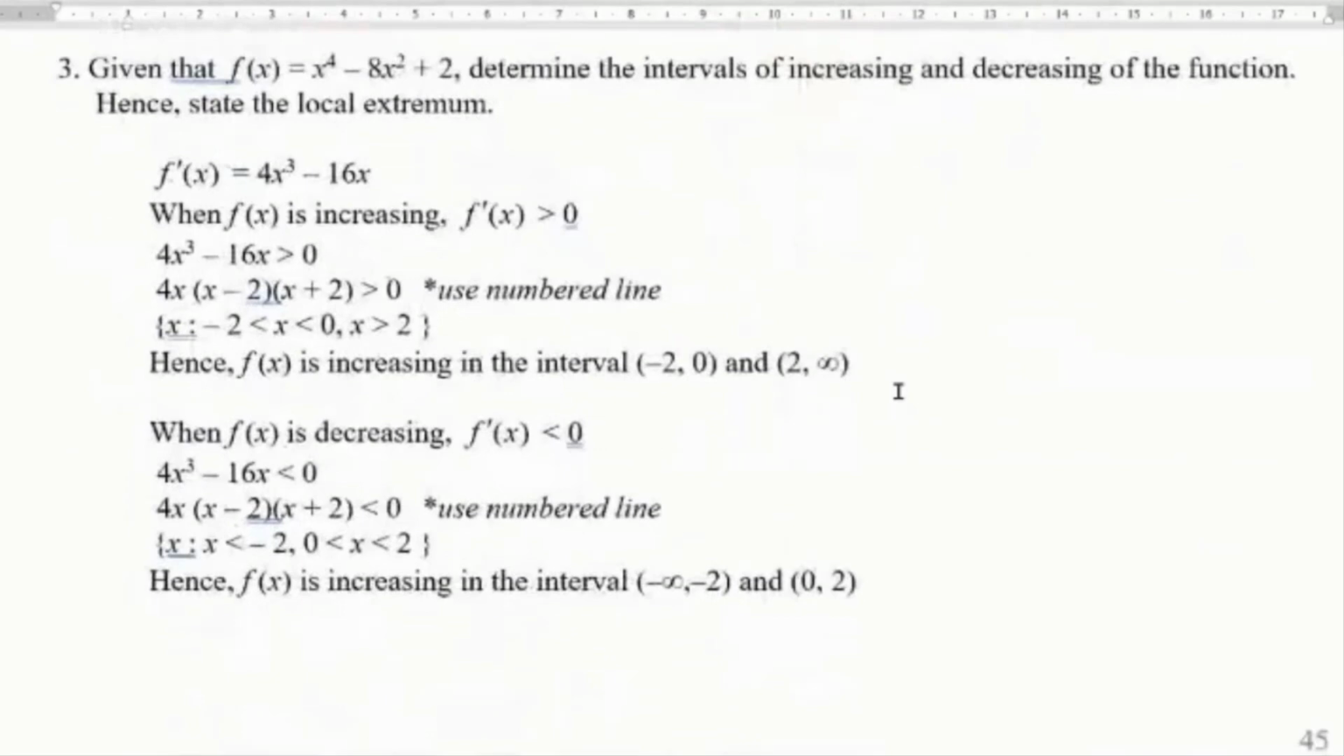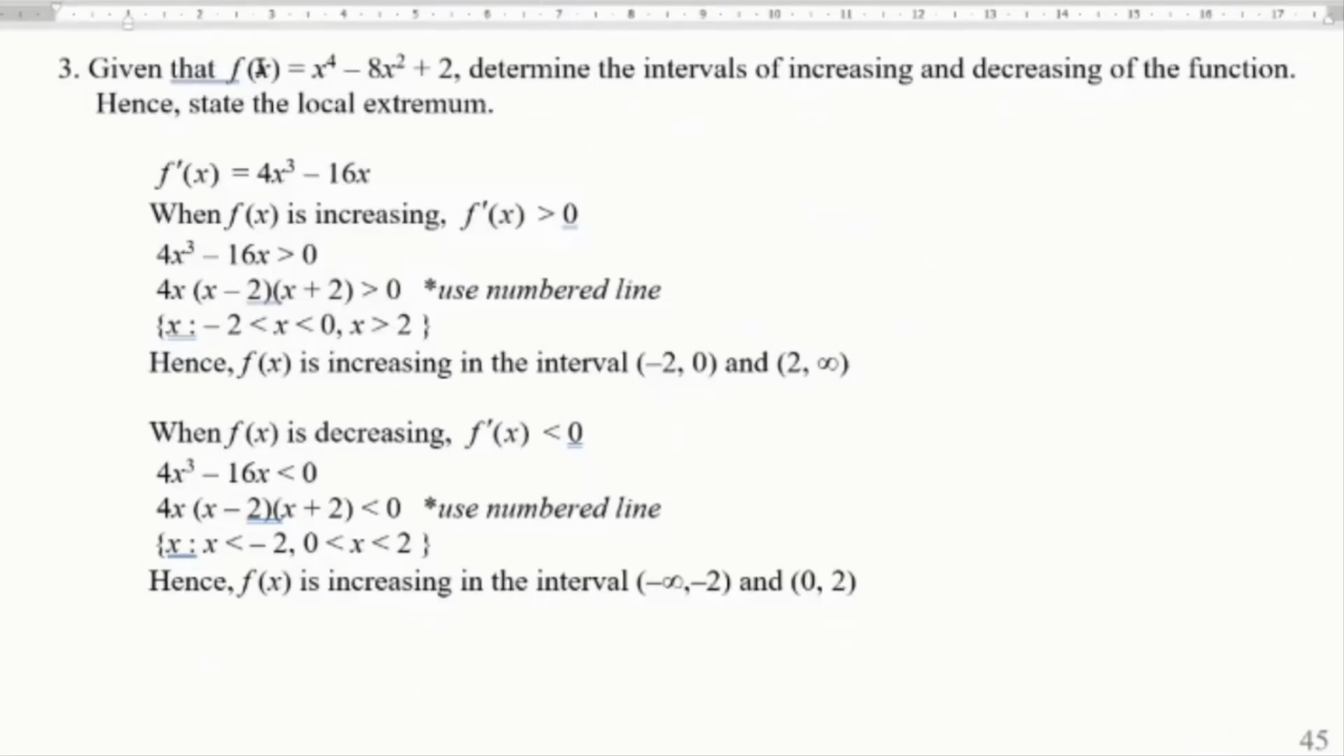Okay, then number 3. Given that you have this function, determine the intervals of increasing and decreasing of the function, hence state the local extremum. So first you are asked to find the increasing and decreasing intervals. Increasing means what you should do, class? You should find the differentiation. Yes, since you're given f(x), you use f prime. Use the same symbol as the question. If the question gives you f(x), then don't use dy/dx. If the question uses y, then you use y.